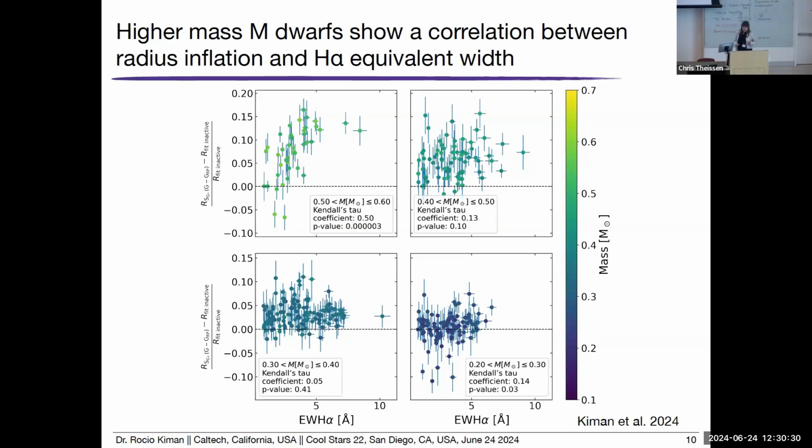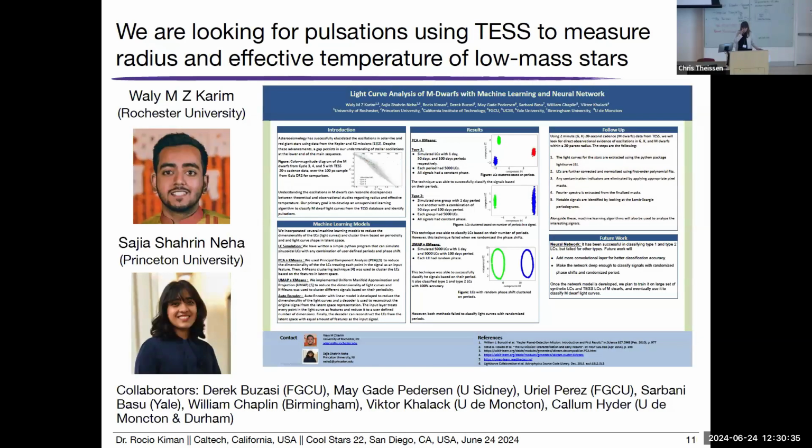So talking about precision, I have 2 students that have been working with me and are going to continue working with me during the summer, Wally and Neha, that they are going to be working on actually finding pulsations on low mass stars. This is going to be extending to higher masses as well, and using those pulsations to calculate radius and effective temperatures.